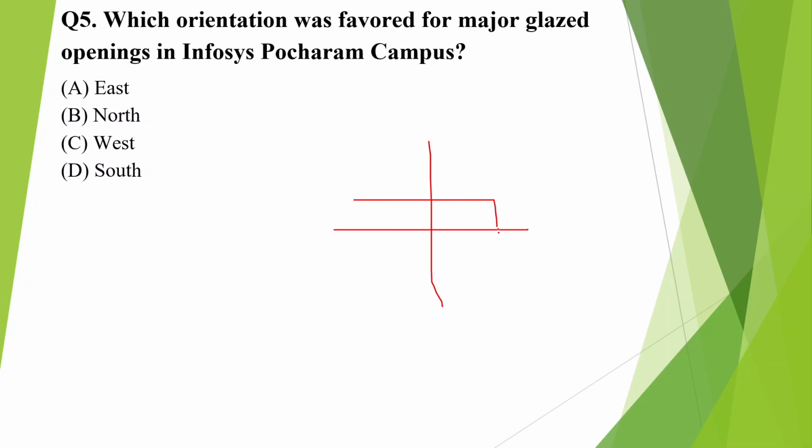So something like this: building east, west, north, south, and it was very well explained with you all. This kind of building orientation was preferred, and the major glazed openings were placed on the northern side.